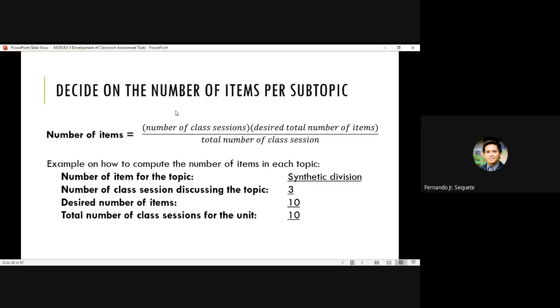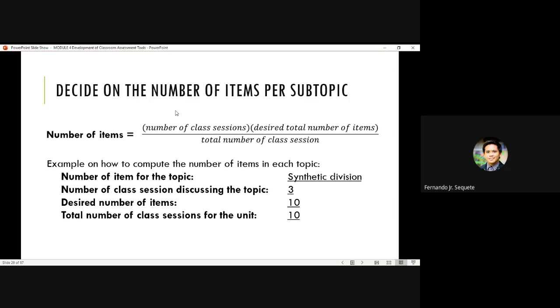Sir, does it have a connection to the number of class sessions? Yes. So, sir, what is our definition of class session? Our definition of class session is one period. For example, if one period is 60 minutes, that is still one period. If a period is equivalent to 1.5 hours, that is still one period.